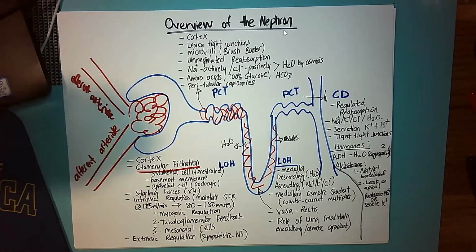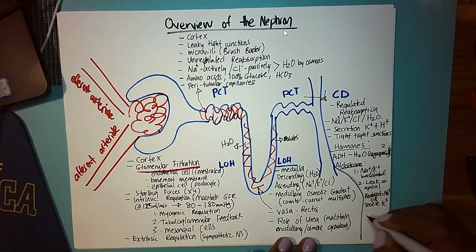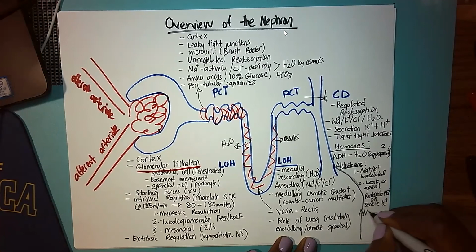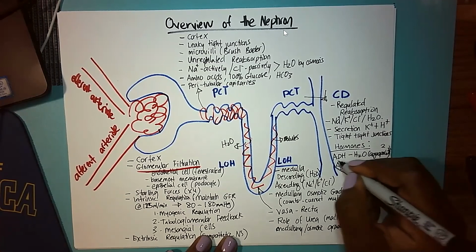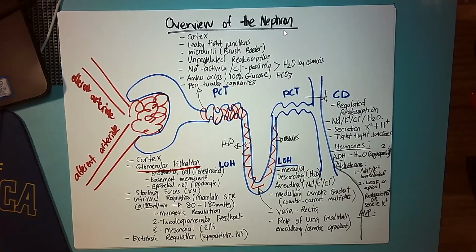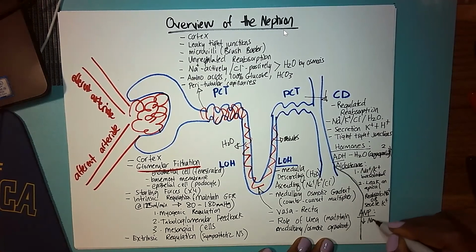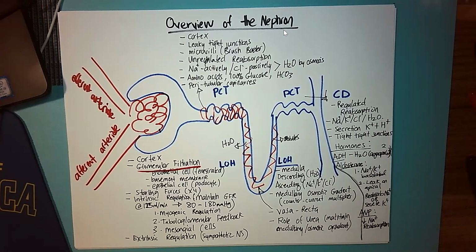And then finally we have ANP, and ANP is doing the opposite. Atrial natriuretic peptide. ANP is going to decrease sodium reabsorption by blocking the leak channels on the apical membrane. So decrease sodium reabsorption, and it does so by blocking the leak channels on the apical surface.